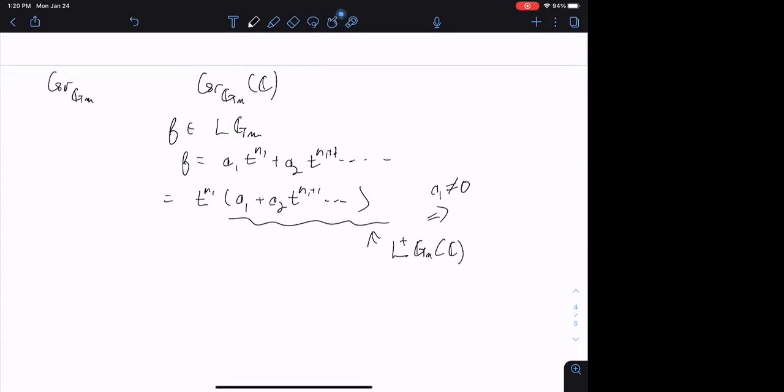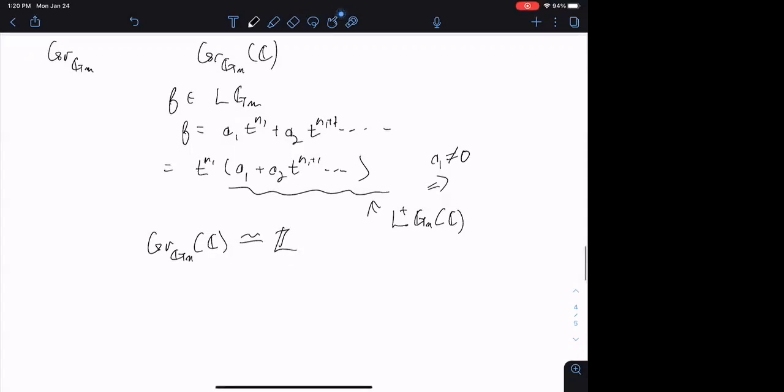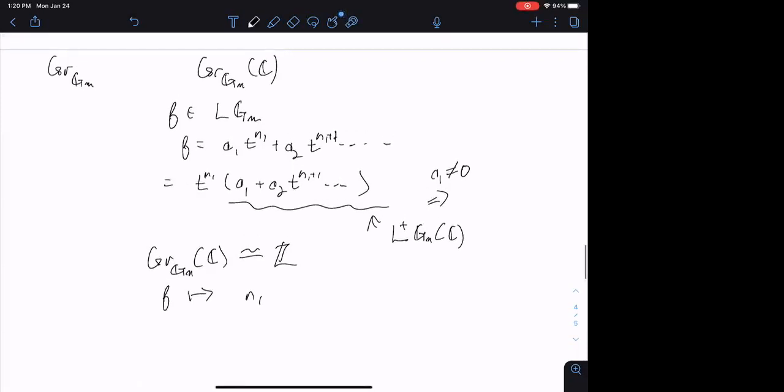And so if this piece is the quotient, then we see that there's a natural map from the affine Grassmannian for the multiplicative group. So GR GM C is going to be isomorphic to the integers, and that's given just by sending such an F to N1. Okay, so the reduced subscheme of this affine Grassmannian is a discrete scheme that is parametrized by the integers.